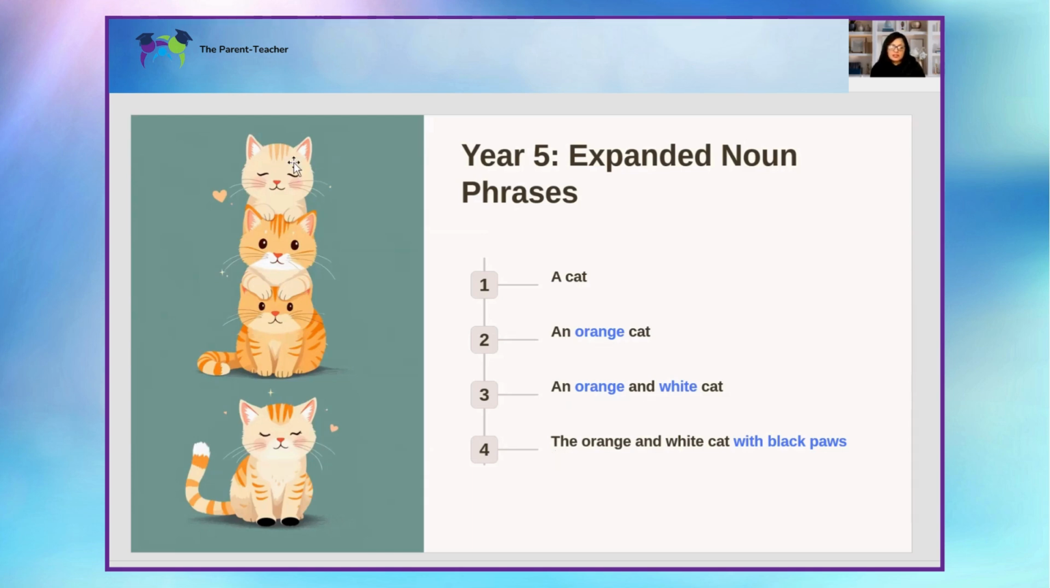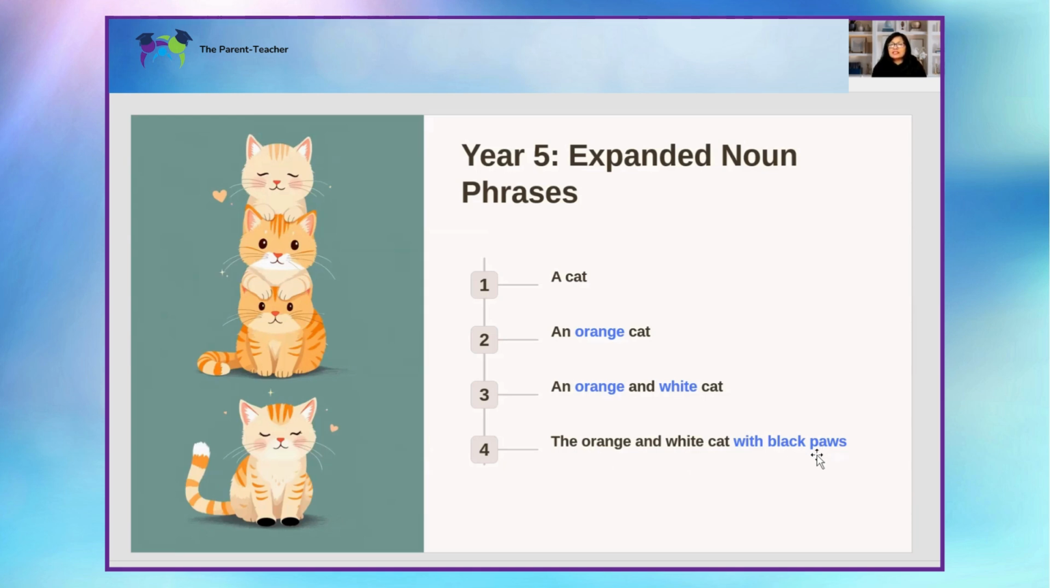So if we have a look at the picture, we've got lots of cats. But specifically, the cat I'm talking about here is the cat at the bottom, which has black paws. Okay, so it's not one of the three at the top because the three at the top do not have black paws. The one at the bottom has black paws. So now it's changed from "an" to "the" because we're talking about a specific cat. The orange and white cat with black paws.